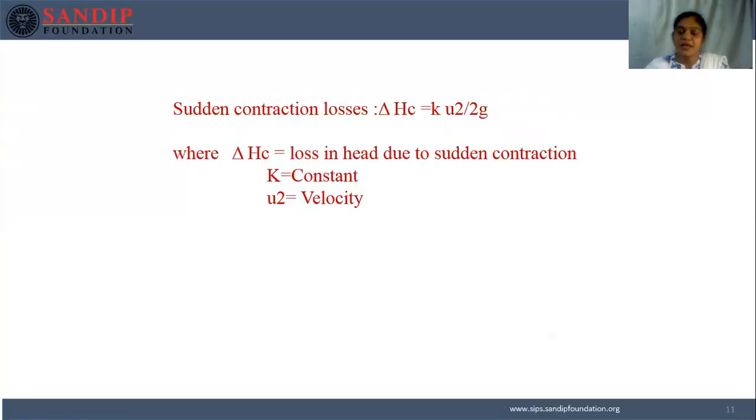Now sudden contraction losses are given by the equation delta HC equals K into U squared divided by 2g. So delta HC is nothing but the loss in head due to sudden contraction, K is a constant, and U is the velocity.